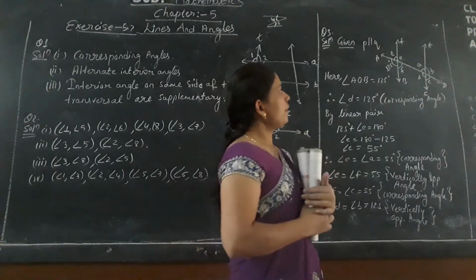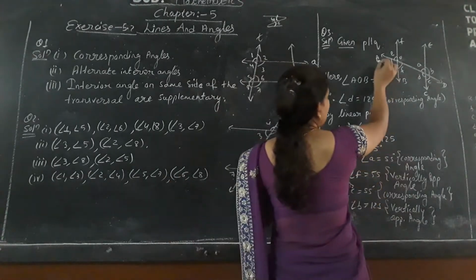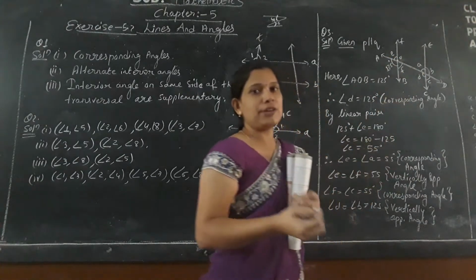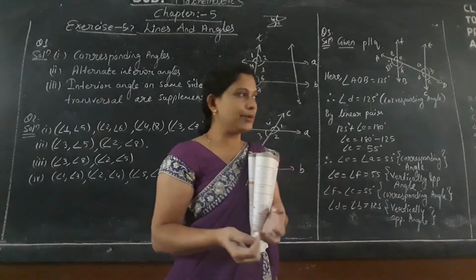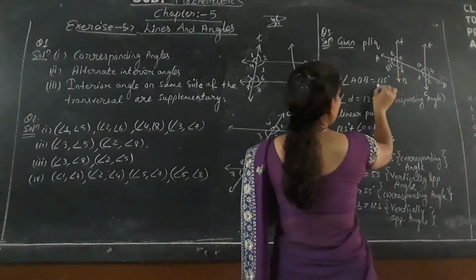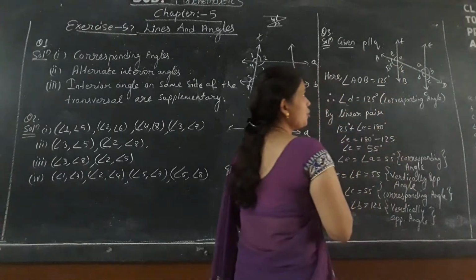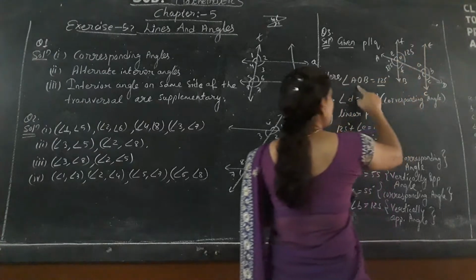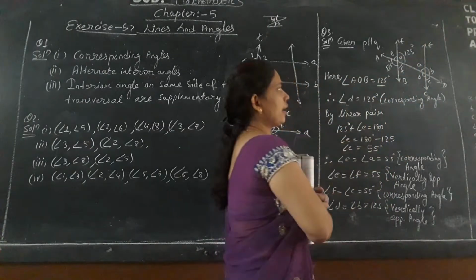Dear student, here you can see that I have named the lines myself using alphabets from A to Z. You can use any other alphabets also. So here angle AOB is equal to 125, which is already given in the question, and this will again be 125. Why is it so? Because it is a vertically opposite angle.